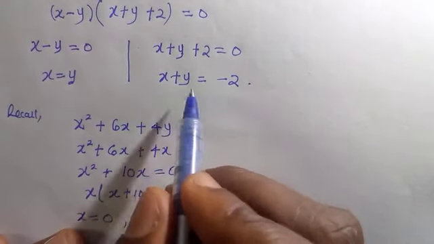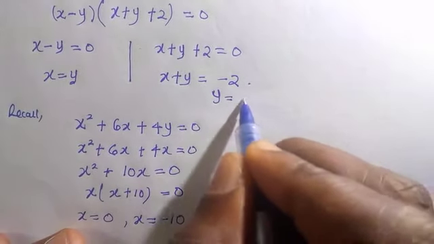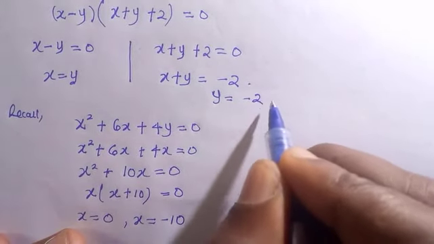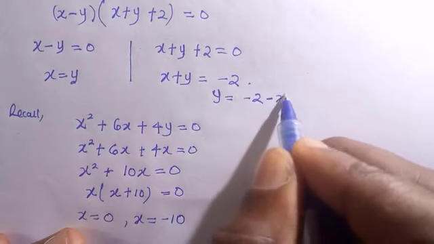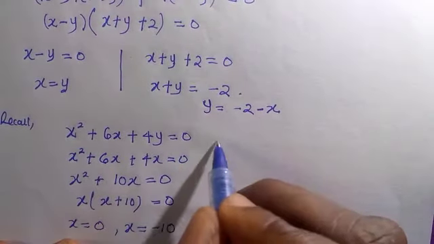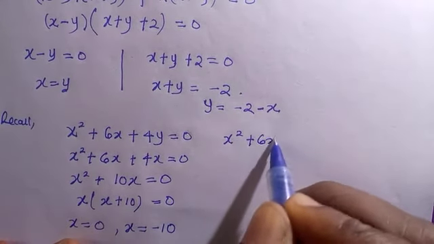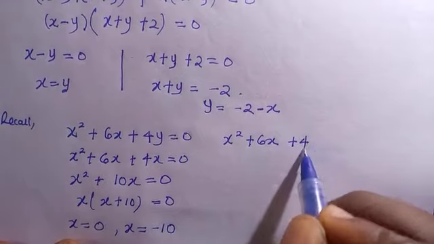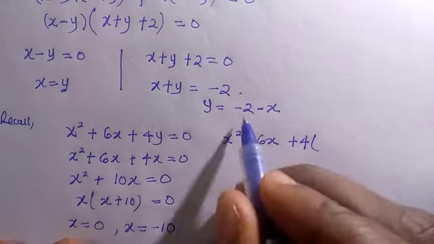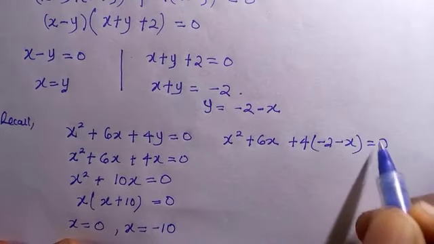But what we have here is x plus y equals to minus 2. I'm going to make y the subject of the formula. By doing that, we have y equals to minus 2 minus x. Okay, so substituting it in this equation, we are going to have x squared plus 6x plus 4, but y here is minus 2 minus x, and everything equals to 0.